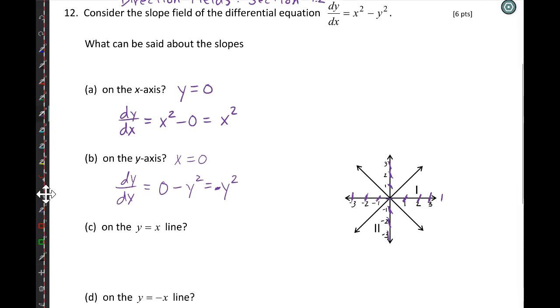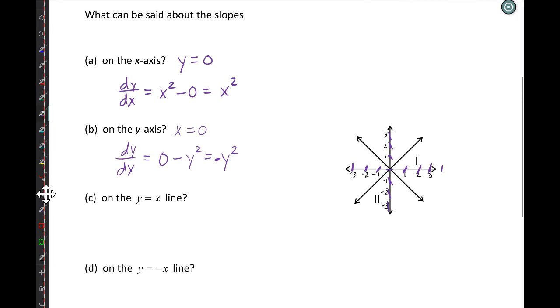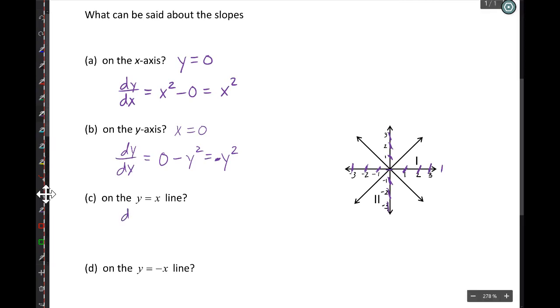But let's move on to the line y equals x. On y equals x, our derivative is going to be x squared minus x squared, because y is now equal to x. So our slope is going to be 0 everywhere on this line. And what does a slope of 0 look like? I'm going to change colors here so that we can just see all the zeros. My slope will always be 0 on this line. I've got horizontal slope marks there.